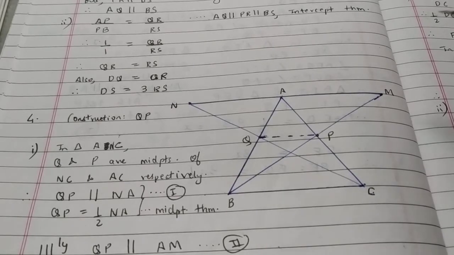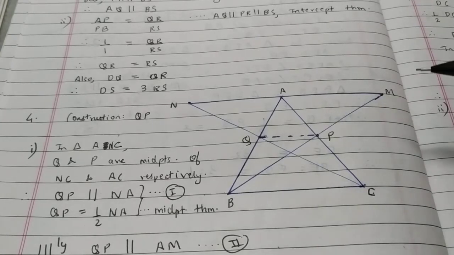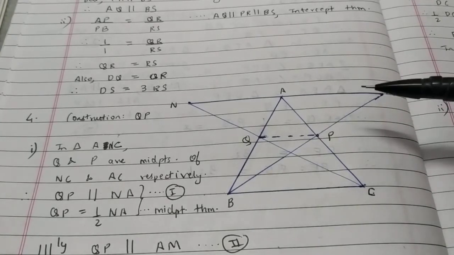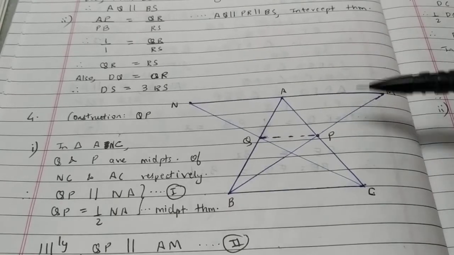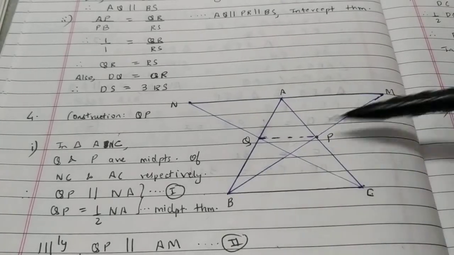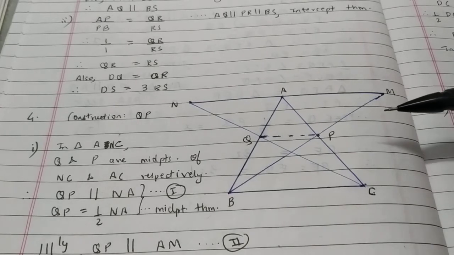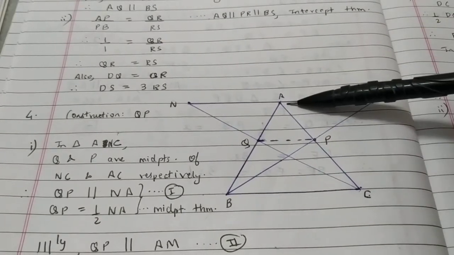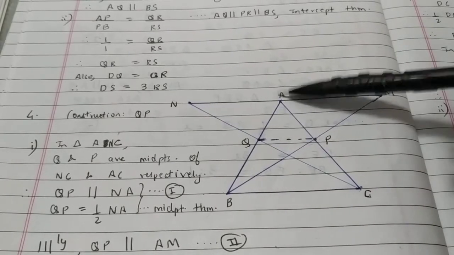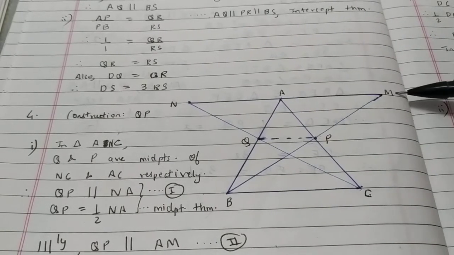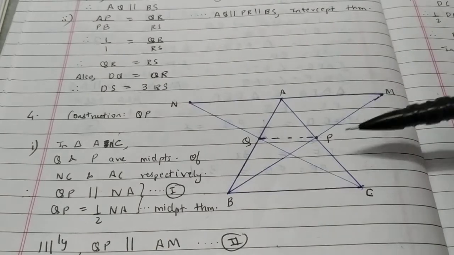Now in my diagram it is clear that NAM is a straight line, but actually we have to prove it. What is given in this diagram is that Q is the midpoint of AB as well as of CN. Similarly, P is a midpoint of AC as well as BM. That is what is given. So, in triangle CNA, Q and P are respective midpoints. That means QP is parallel to NA. Similarly, QP is parallel to AM, and it's half of AM and half of AN respectively.